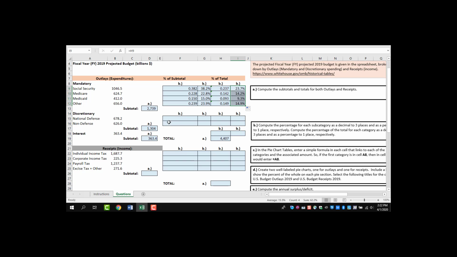And you'll do the same thing for discretionary spending and the same thing for interest, right? So what does this mean? Once again, for Medicare, 22.8% of all of the mandatory spending went to Medicare. 14.2% of all the spending went to Medicare. So it's the difference between a part to part and a part to total. And this is done the same way.